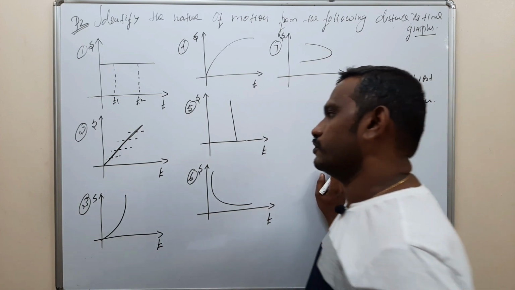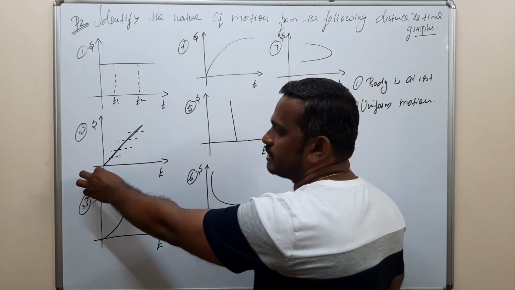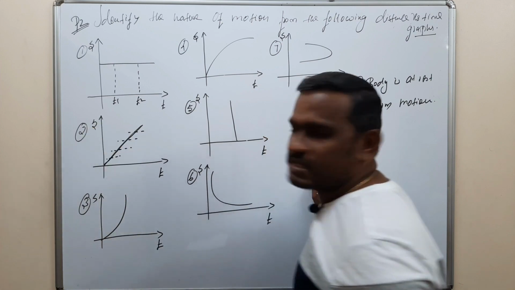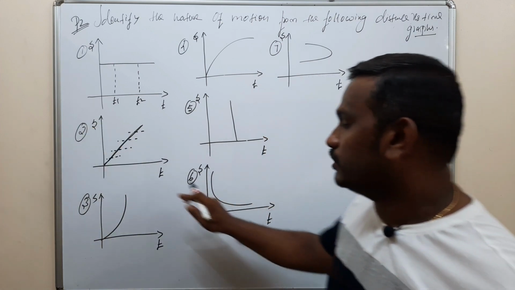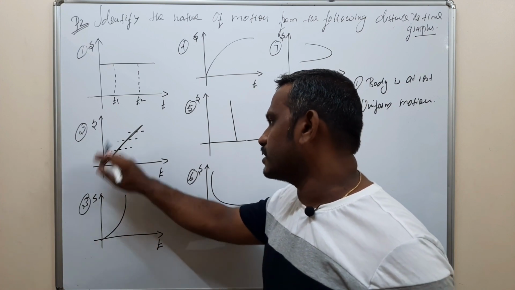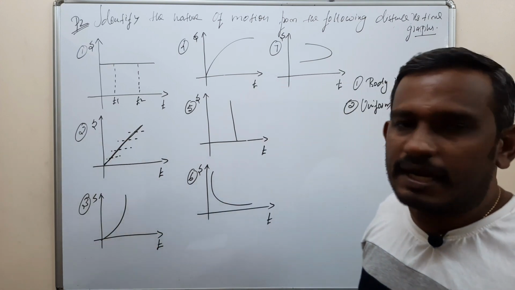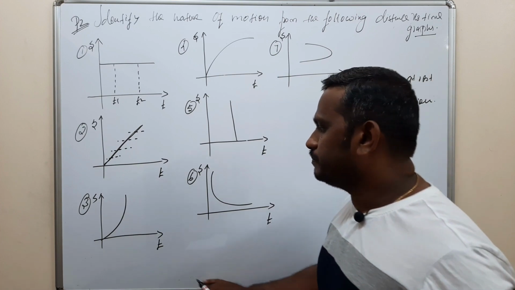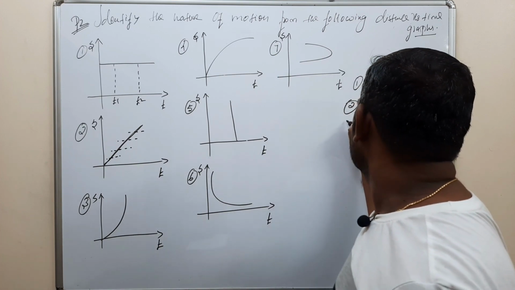So the distance at time t equal to 0, the distance covered by the body is 0. Okay, so the graph inclined to the origin means that at time t equal to 0, the distance traveled by the body is 0. So what about the third graph?